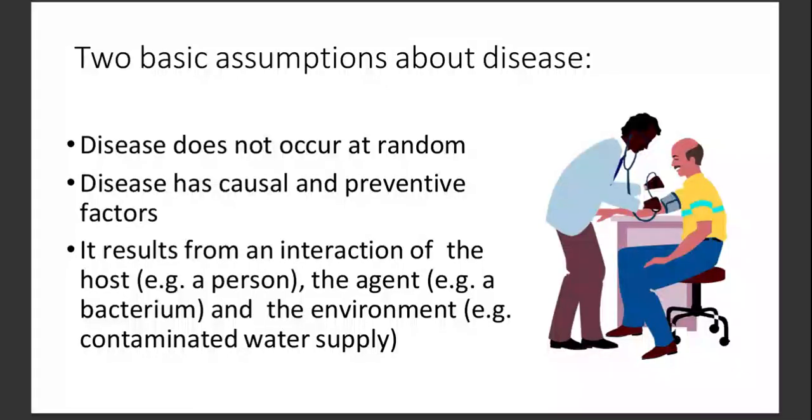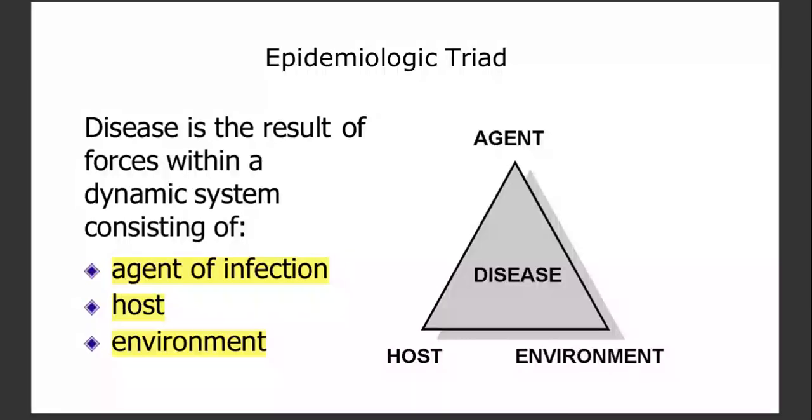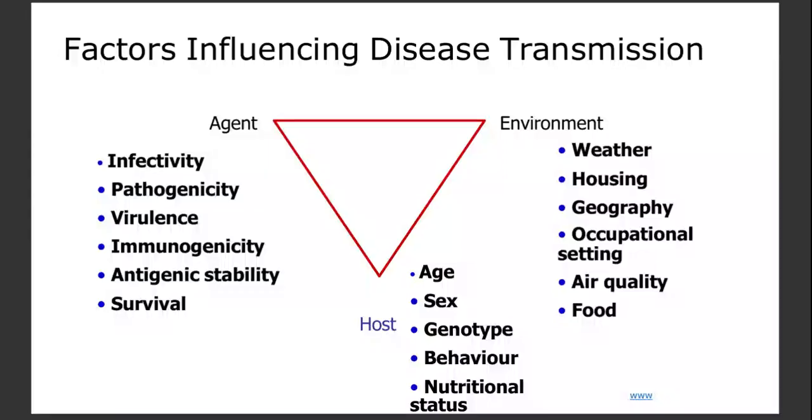All right. So that is it. Remember, we said the basic assumption about disease is that disease does not occur at random, and disease has causal and preventive factors. It results from the interaction of the host, which is a person, the agent, which is the bacteria or maybe the virus, and the environment. Let's say, for example, for malaria, there is the contaminated water where this thing can grow, right? So this is the epidemiological triad. Disease is a result of forces within a dynamic system consisting of the agent, the host, and the environment. These all should agree for you to have disease. Otherwise, you are not going to have disease.